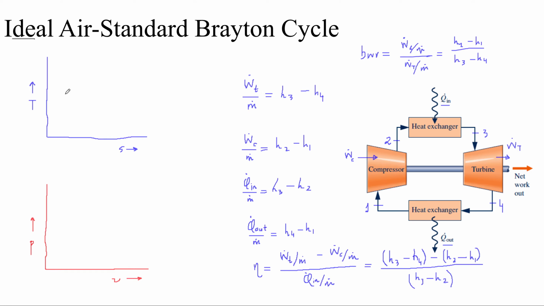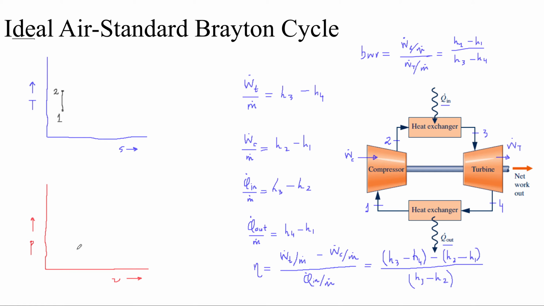So for 1 to 2, you're going to have state 1 here, and because it's compression, it's going to move vertically upwards on the TS diagram until it arrives at state 2, which is at a higher pressure. So you've got 1 to 2, which is an isentropic compression process.